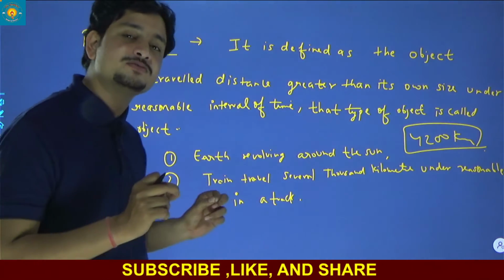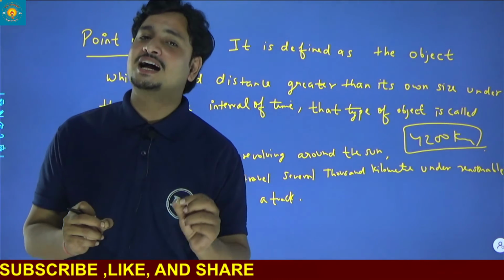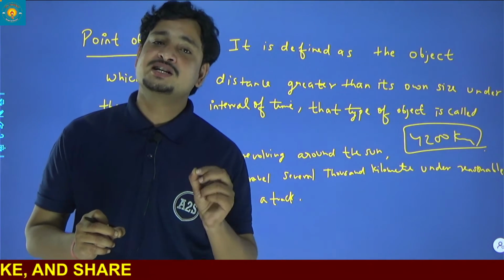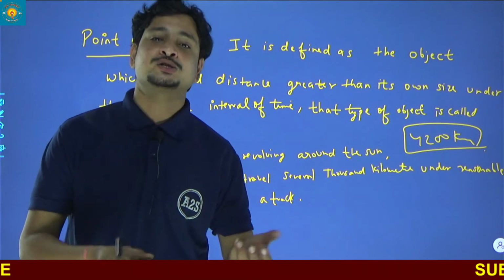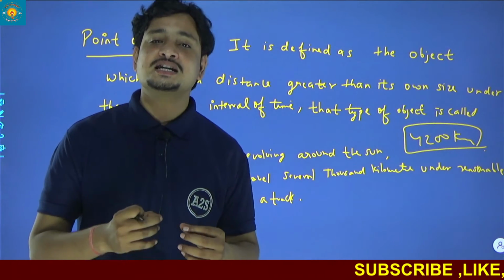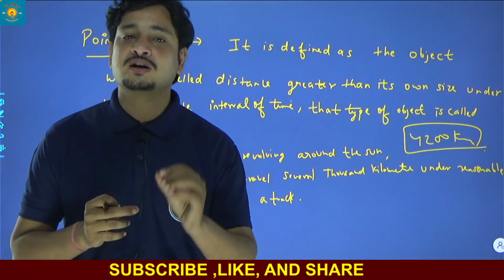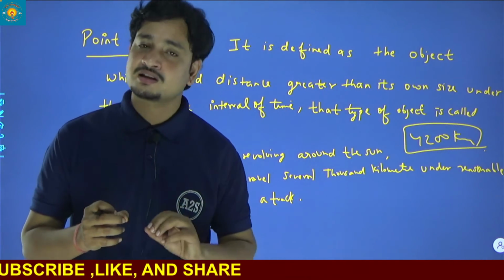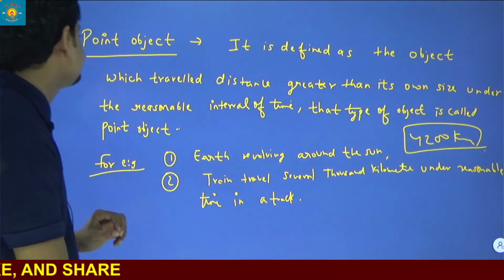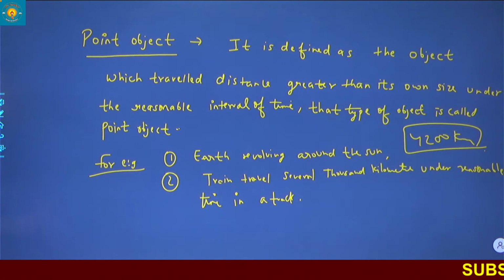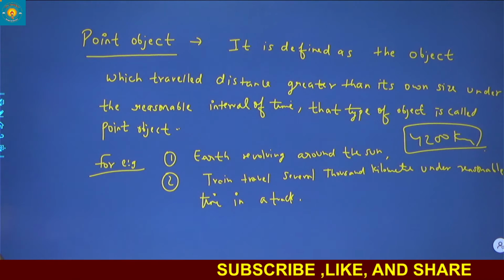What is a point object? A point object is an object that travels a distance greater than its own size under a reasonable interval of time; that object should be called a point object. Clear? Just note it down. Take a screenshot of it or note it down. Clear? Completed?